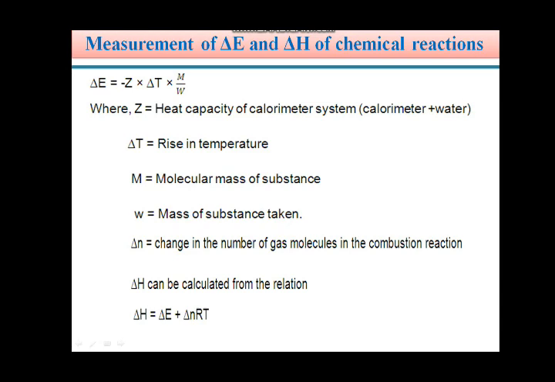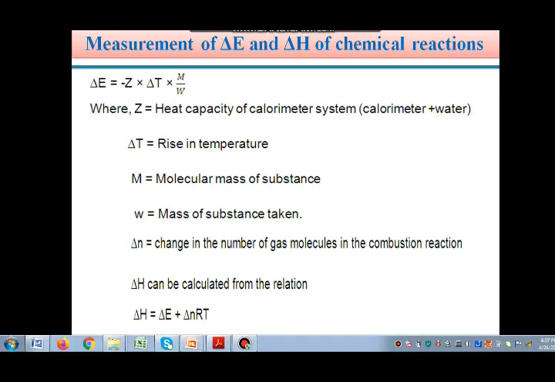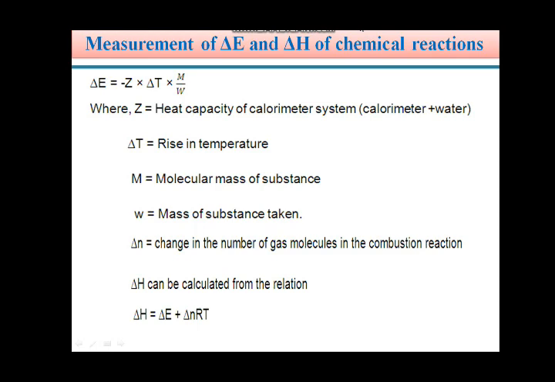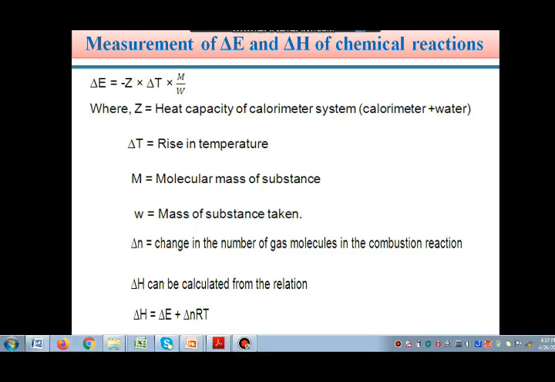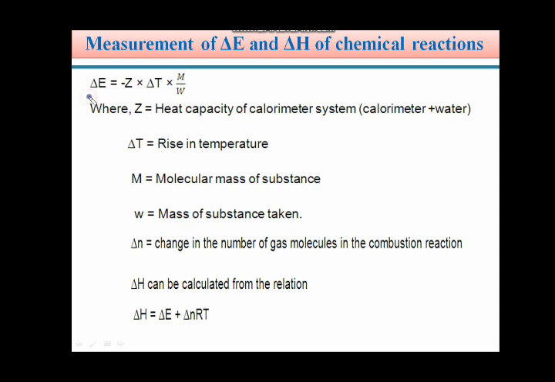Okay, students, here we use this formula: delta E is equal to minus Z into delta T into M by W. So what are these terms? With the help of this formula, by using the bomb calorimeter, we can calculate delta E, the change in internal energy. Already I explained how to calculate delta T with the help of the bomb calorimeter. That is nothing but the rise in temperature, which comes from the formula T2 minus T1.